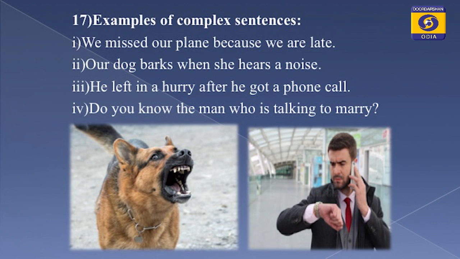We have already discussed which sentences are complex sentences. If a sentence has at least one independent clause and one dependent clause, that sentence is called a complex sentence. Come to the next example: Our dog barks when she hears a noise.